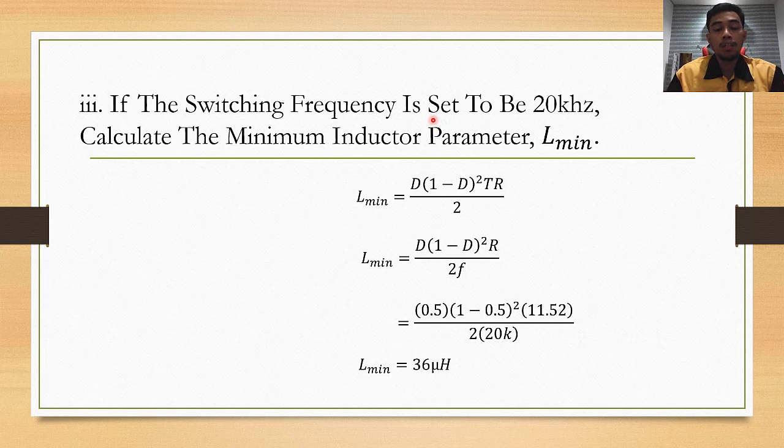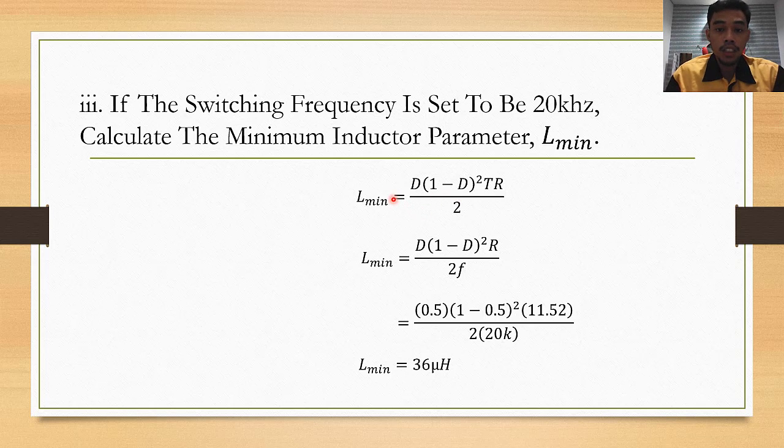For today, I will present the calculation process for designing the DC to DC boost converter. Question number 3 is, if the switching frequency is set to 220 kilohertz, what is the minimum inductor parameter, which is Lmin? In order to obtain Lmin, we have to use this formula: Lmin is equal to D times (1 minus D) squared, times R, divided by 2F.